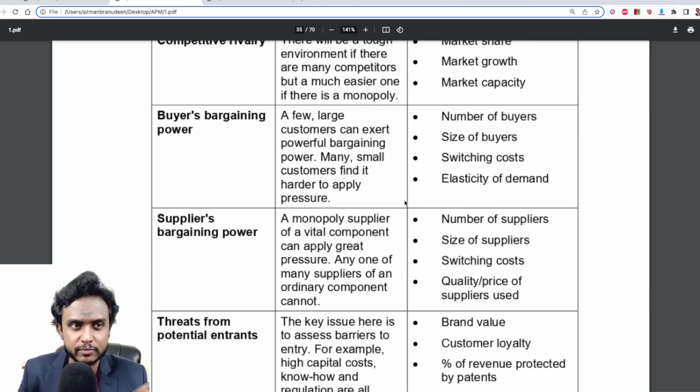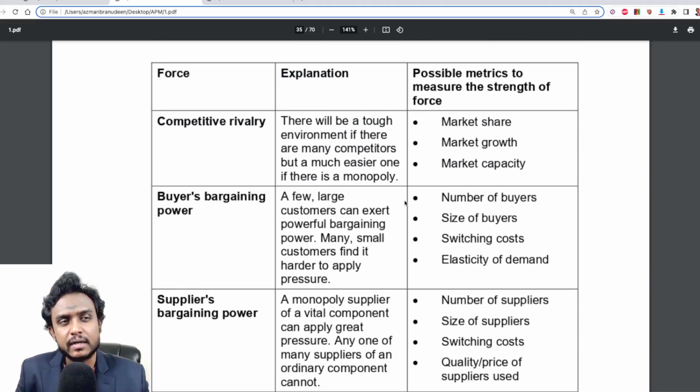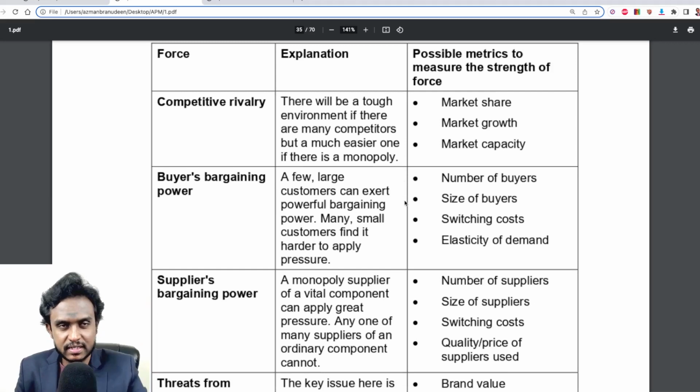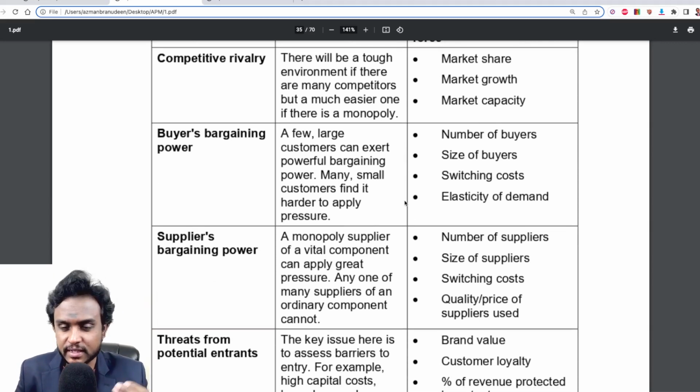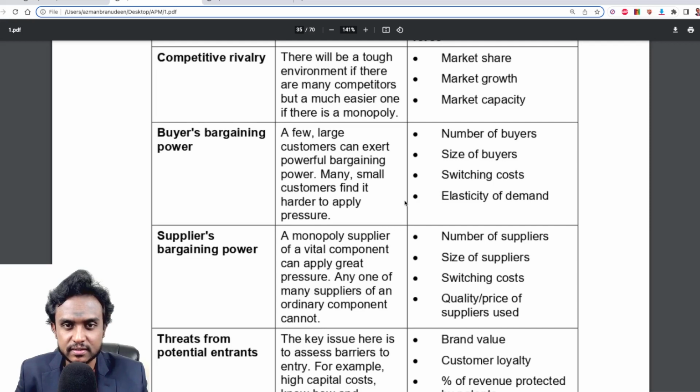So that's where you need to be careful, and the factors that help you to determine the strength of the force under each of these, like the examples that have been given here, it's not an exhaustive list. That's all I want to say, right? It depends on your situation, it depends on the circumstance.